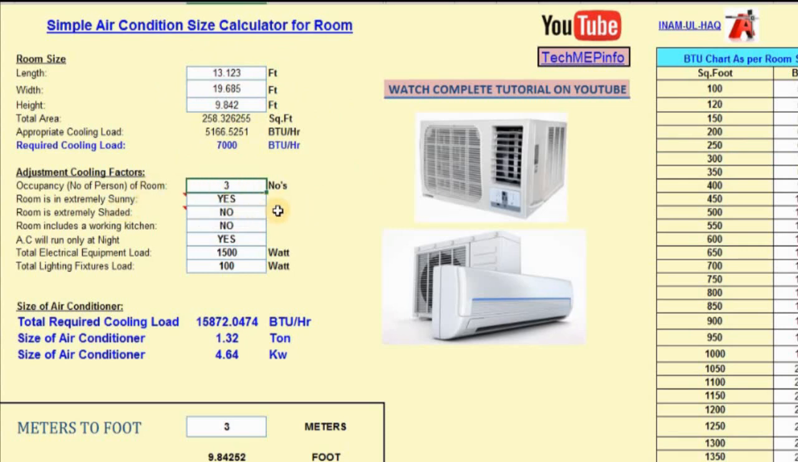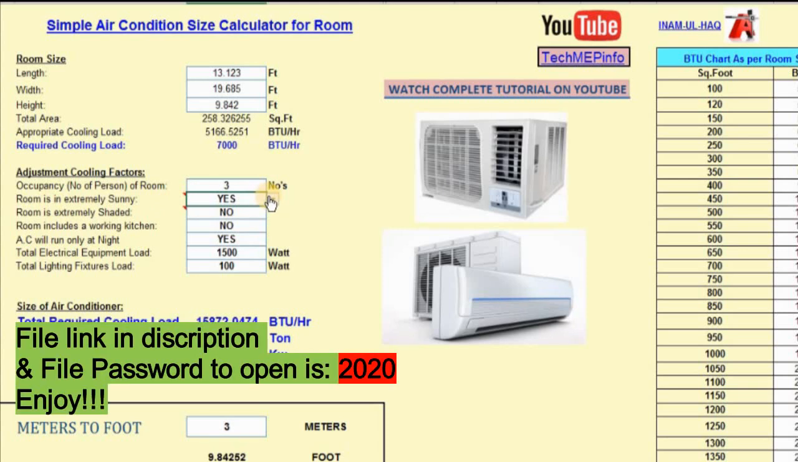So let's discuss these matters. Adjust the cooling factors. How many persons will use this room? I will write 3 here. If you have a window facing west or southwest, just make it yes. Otherwise, if you don't have any such window, make it no. I have such a window in my room, so I will make it yes, because the sunlight comes directly from this window.